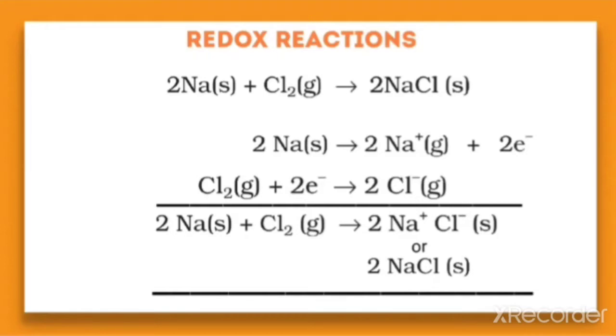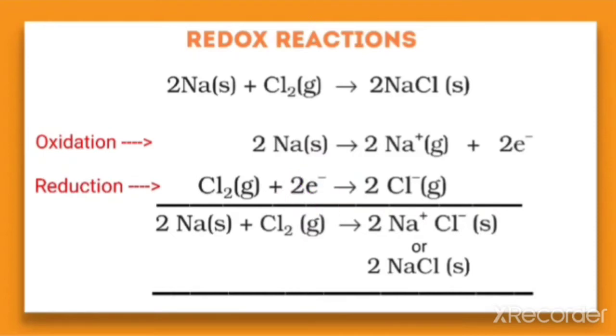This process where there is loss of electron is called oxidation, and the reaction in which there is a gain of electron, as here, we call the reduction reaction. So we come up with a new definition for oxidation, that is the loss of electron. That reaction is called oxidation, and the reaction in which there is a gain of electron is called a reduction reaction.